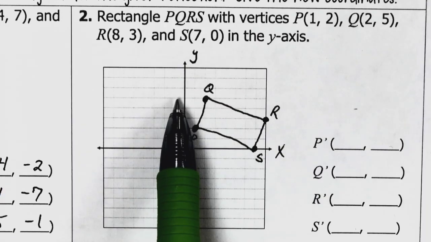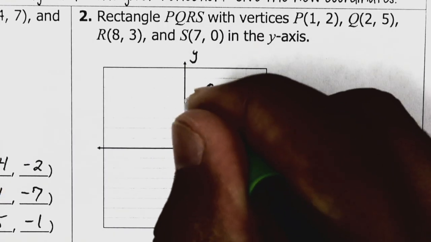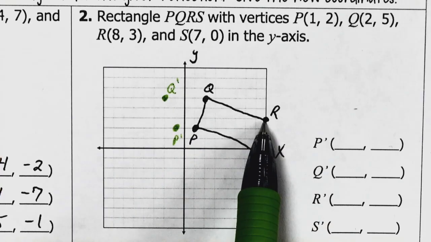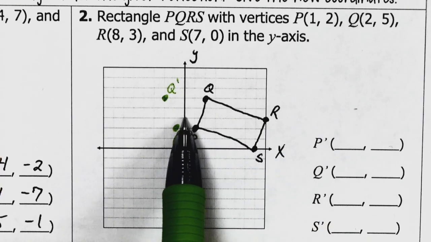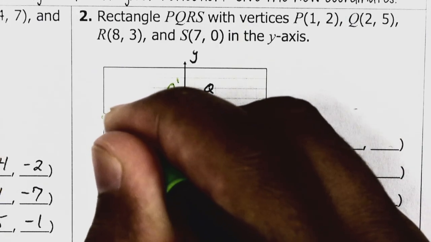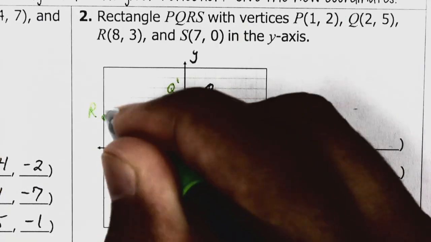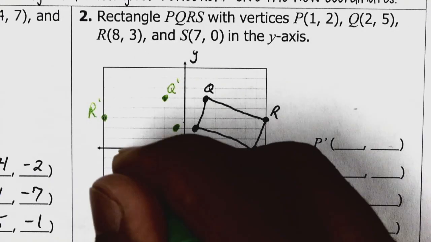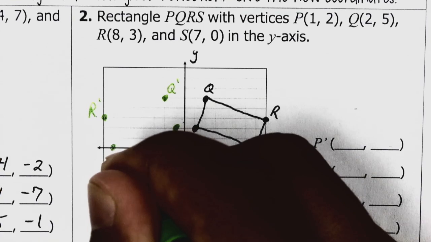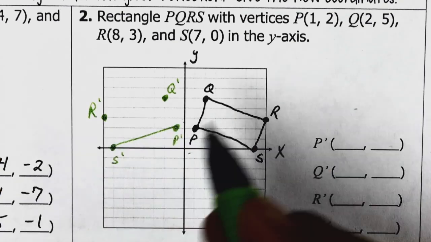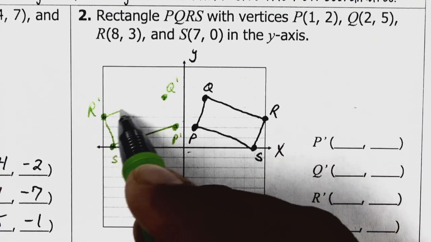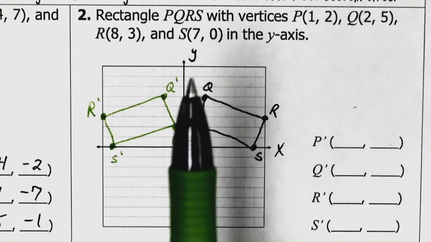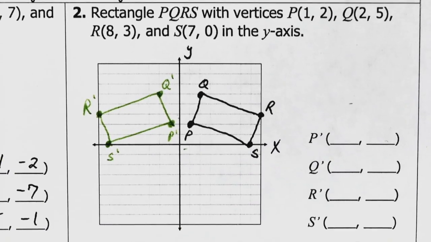Q is 2 units, so it has to be on this side 2 units: 1, 2. Q prime. R is 8 units, so on the other side it has to be 8 units. And then S is 7 units, so it has to be on the other side 7 units. And here is the image. There's your reflection over the y-axis.